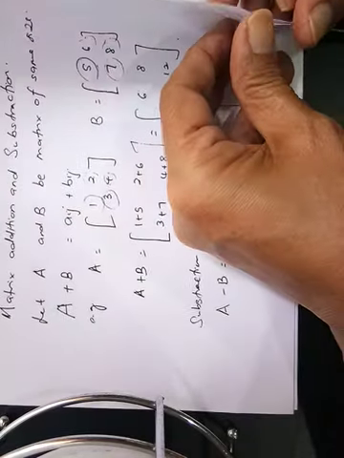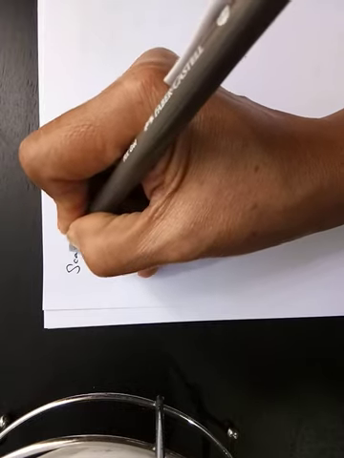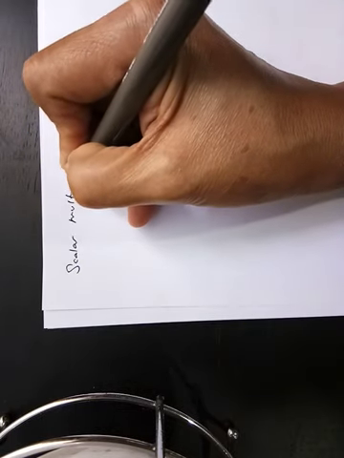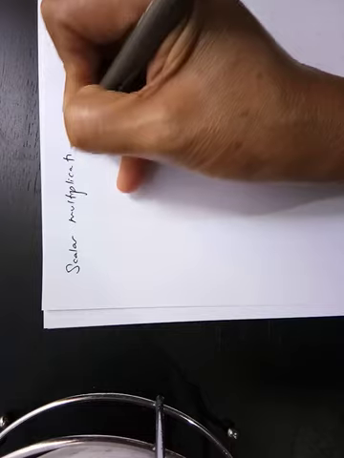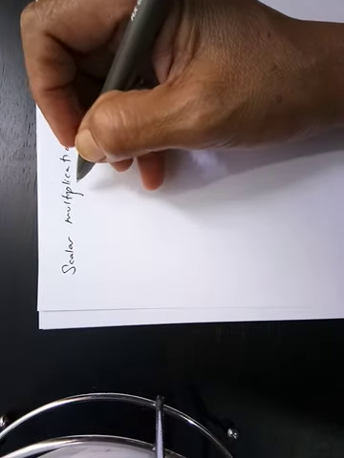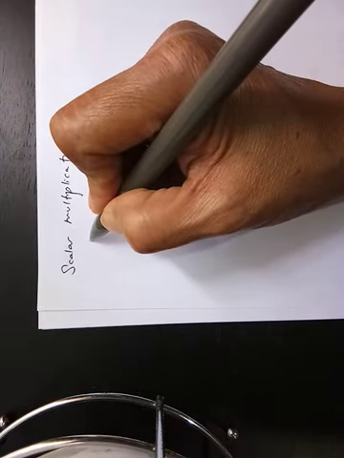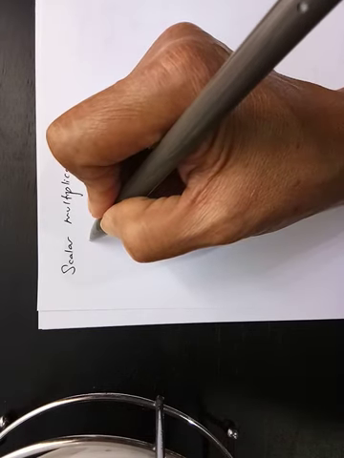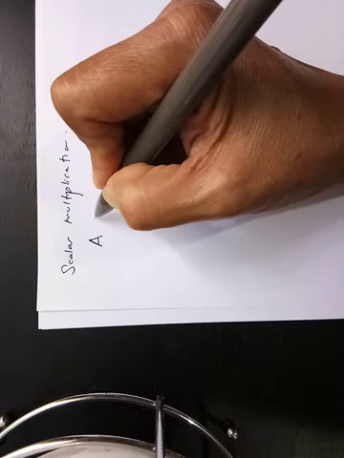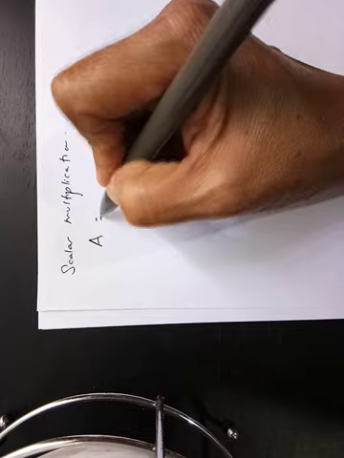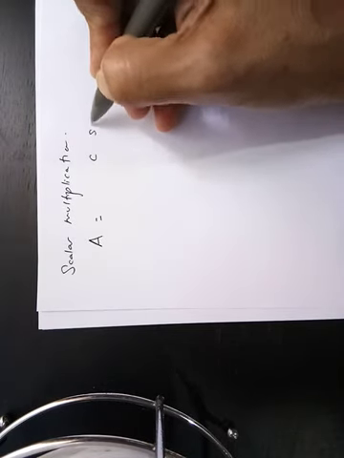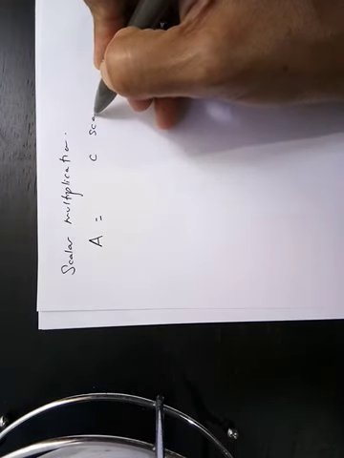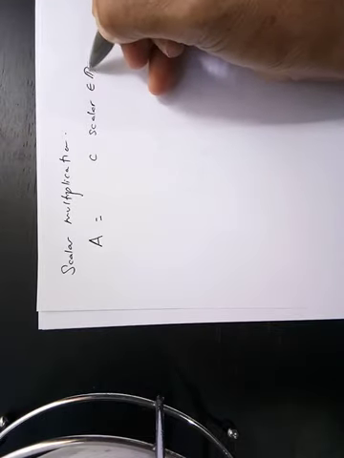Okay, next is scalar multiplication. Okay, for scalar multiplication, let's say C is a scalar. Scalar means real number. Okay, let A is a matrix of order m times n, and C is a scalar. Scalar means any real number.